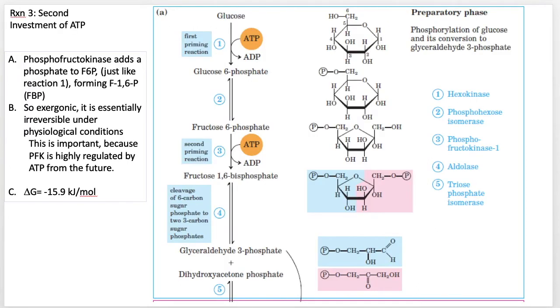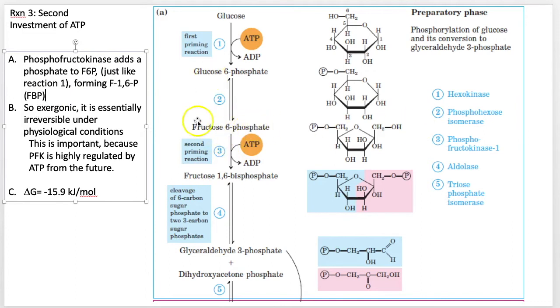So we've prepped ourselves. We have our nice fructose. We've already phosphorylated one of those. Now we need to phosphorylate the other one, and that's the job of phosphofructokinase. Phospho, fructo, and it's a kinase. So kinases add phosphates. It's going to add a phosphate to fructose 6-phosphate, right? So we went from glucose 6-phosphate, used our phosphohexose isomerase, or G6P isomerase, turned it into fructose 6-phosphate. Pretty straightforward.